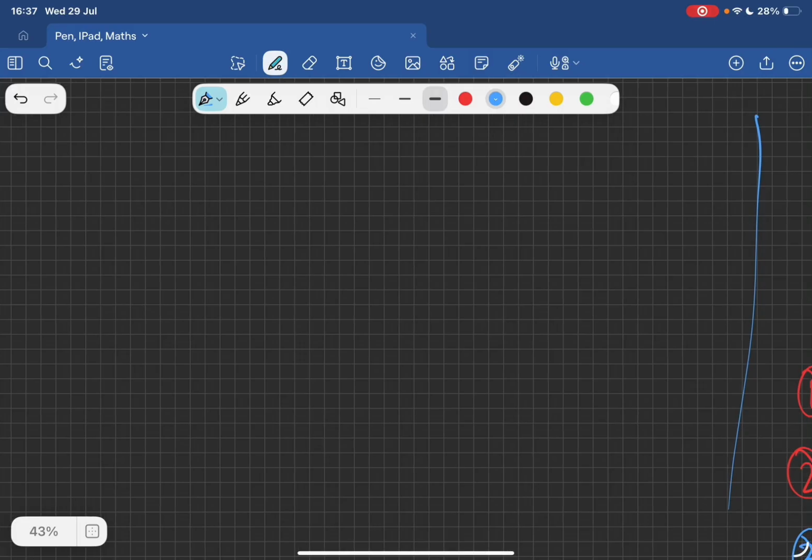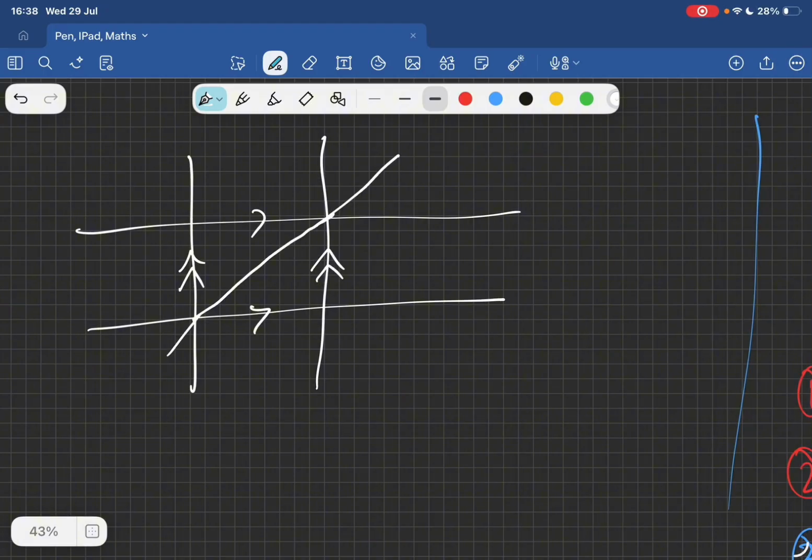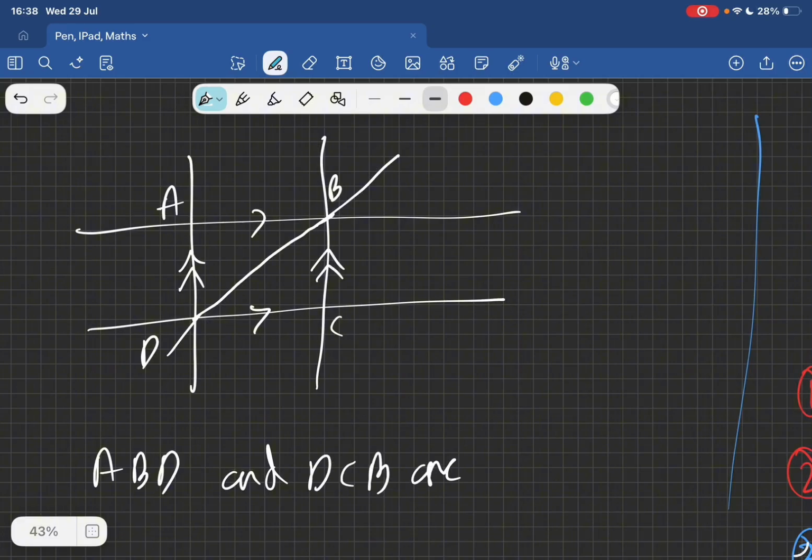Okay, now let's look at some parallel lines. So if we had two parallel lines going straight up and then two parallel lines going straight across here. Okay, we need to show that if we draw a straight line between them that cuts these in half, the two triangles that remain, let's label this A, B, C, D. So we need to show that ABD and DCB are congruent. Okay, we need to show that these are congruent triangles.